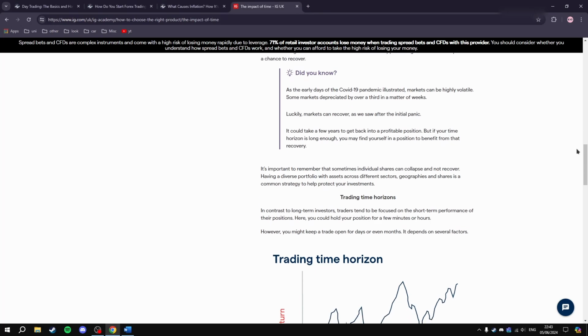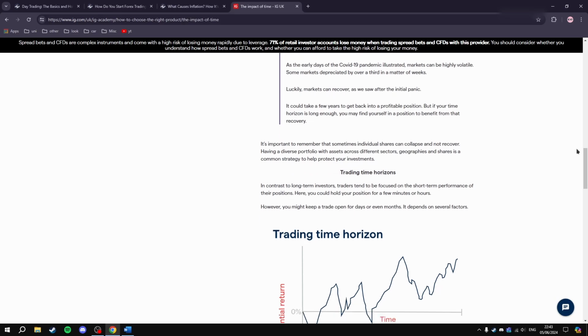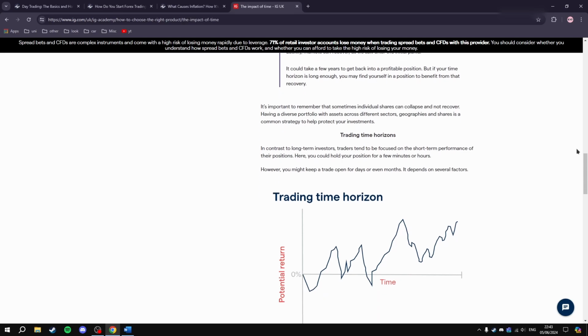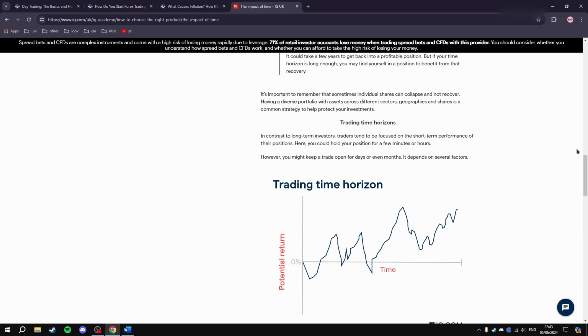As the early days of the COVID-19 pandemic illustrated, markets can be highly volatile. Some markets depreciated by over a third in a matter of weeks. Luckily, markets can recover, as we saw after the initial panic. It could take a few years to get back into a profitable position, but if your time horizon is long enough, you may find yourself in a position to benefit from that recovery.